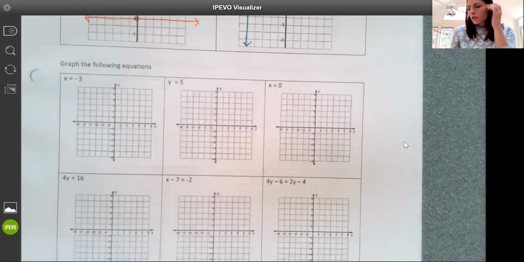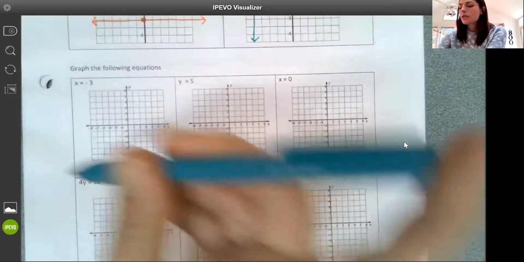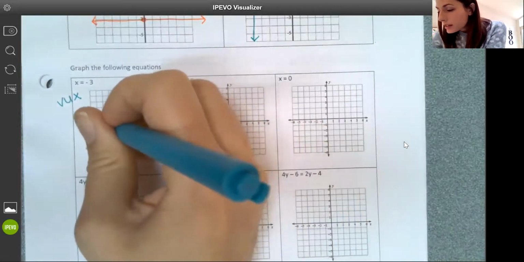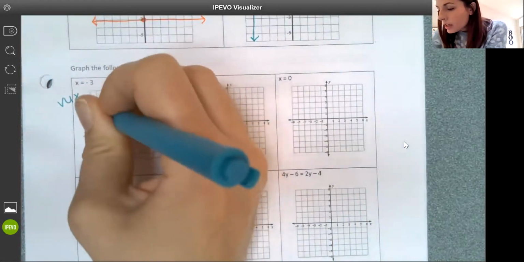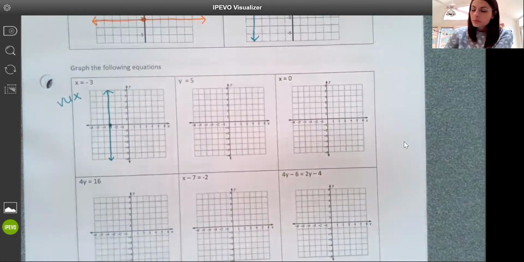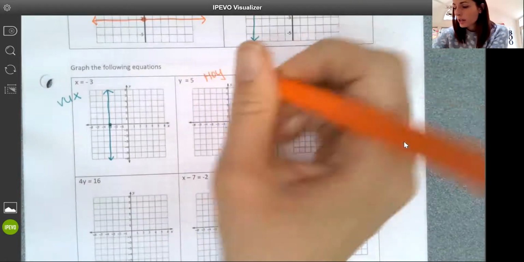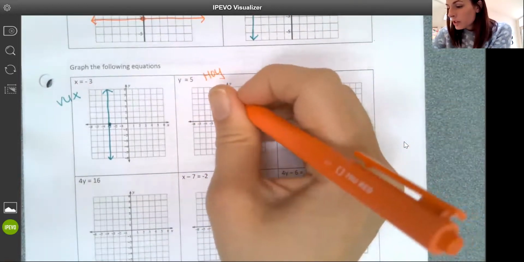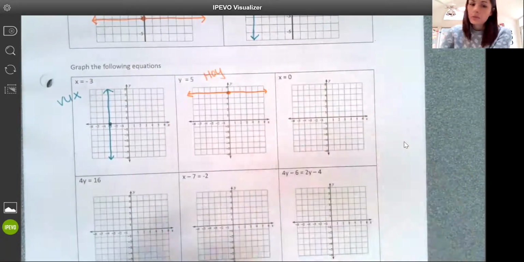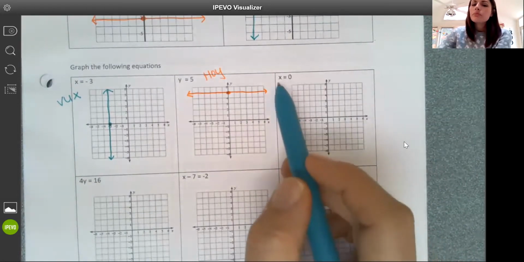So let's talk about what these graphs should look like. So first of all, on my first one, I go, oh, it's x equals a number. That's a VUX, vertical line where x is, in this case, -3. Graph a vertical line where x is -3, and I'm done. On the second one, it's y equals a number. That would be a HOI, a horizontal line where y is 5. I put a point at where y is 5, and I draw a horizontal line, and I'm done. See how fast these are once you kind of get used to what you're looking for?